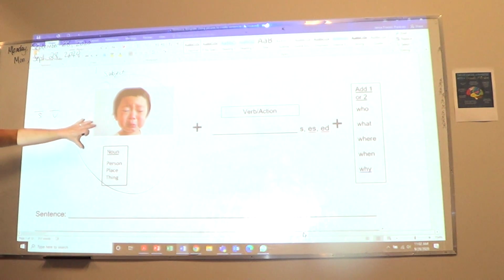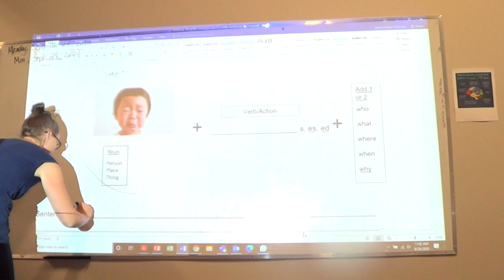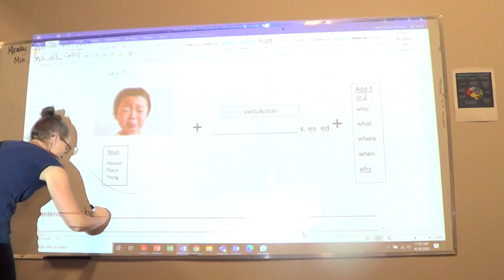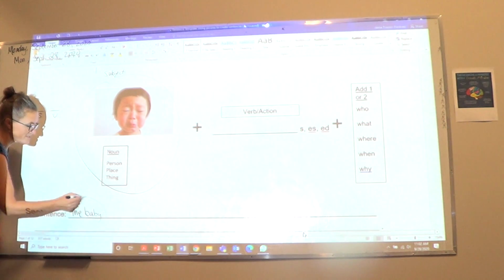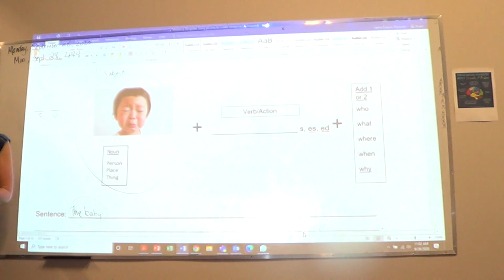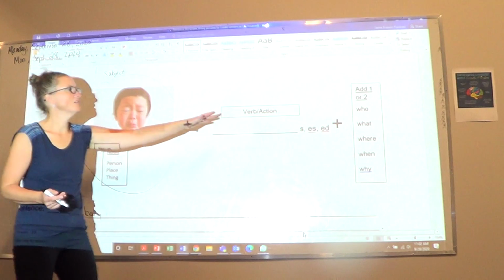So in this case, if we were using this as an example, how would you describe this person? What would you say? The baby. Okay, let's do that. The baby. Now, baby is our noun, right? The reason we call this our subject is because we can't just start with baby, we have to say the baby. And together, the baby is our subject, okay? The baby. And then we need our action.